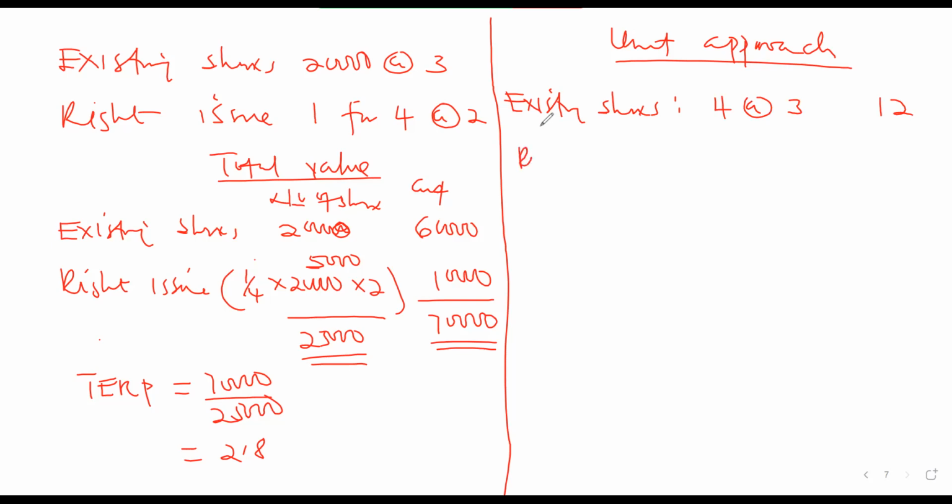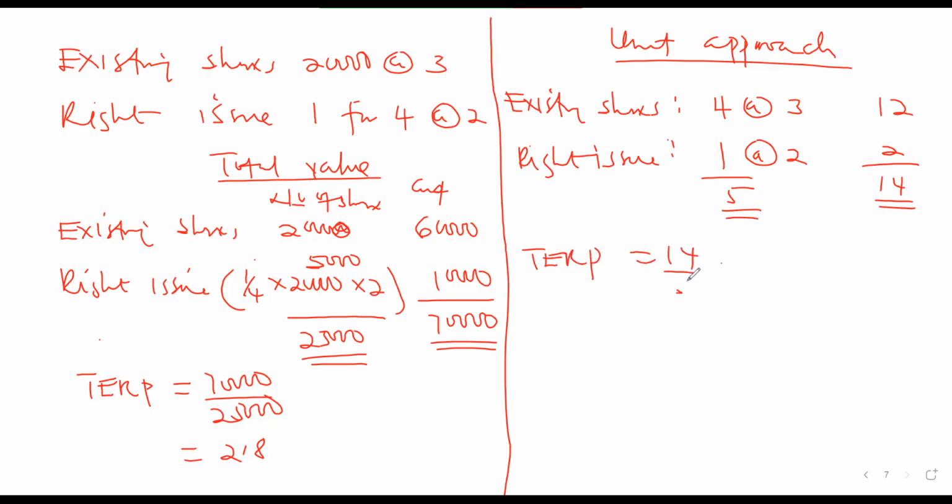So the rights issue on unit basis is 1 at 2 cedi. So this will give us 40. This will give us 5. So your theoretical ex-rights price is just the 14 divided by 5, which will give you 2.8.